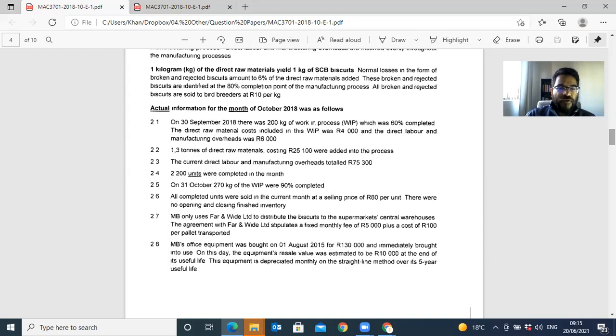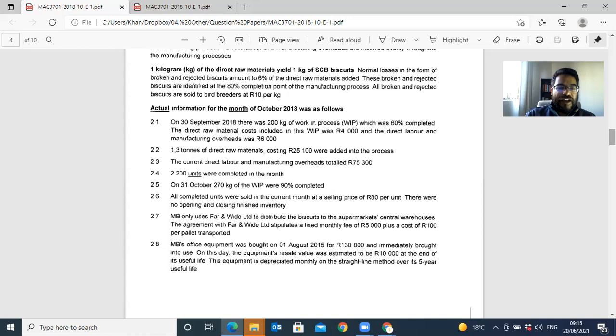Actual information for the month of October 2018 was as follows. On 30th September 2018, there was 200 kilograms of work in process, which was 60% complete. The direct raw material cost included in work in progress was 4,000 Rand, and the direct labor and manufacturing overheads was 6,000 Rand. So basically your opening inventory is 10,000 Rand, okay?